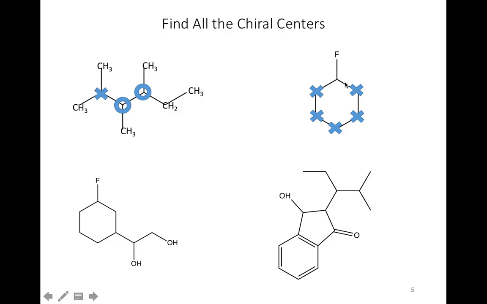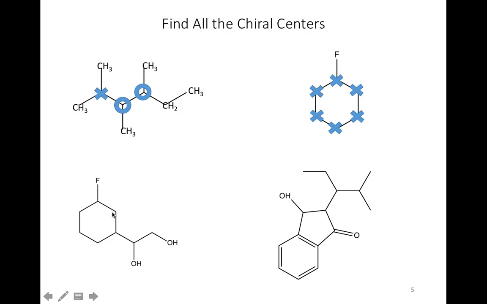So when I go clockwise, I've got CH2, CH2, CH2, CH2, CH2, and I'm back where I started. Counterclockwise, I get the same things. And so that would not be a chiral center. And if a molecule doesn't have any chiral centers, then the overall molecule is achiral.